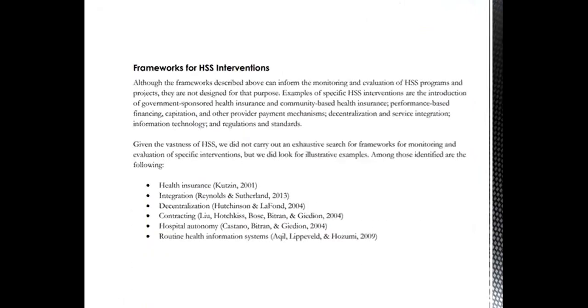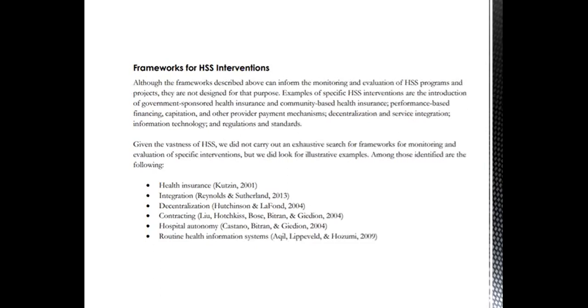According to this, the frameworks described on health systems inform the monitoring and evaluation of health system programs and projects. They are not designed for the purpose. These interventions include the introduction of government-sponsored health insurance, community-based health insurance, and performance-based financing.